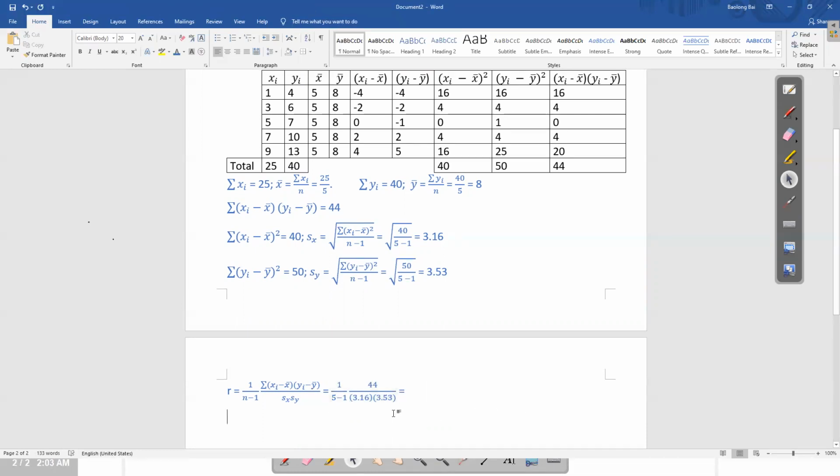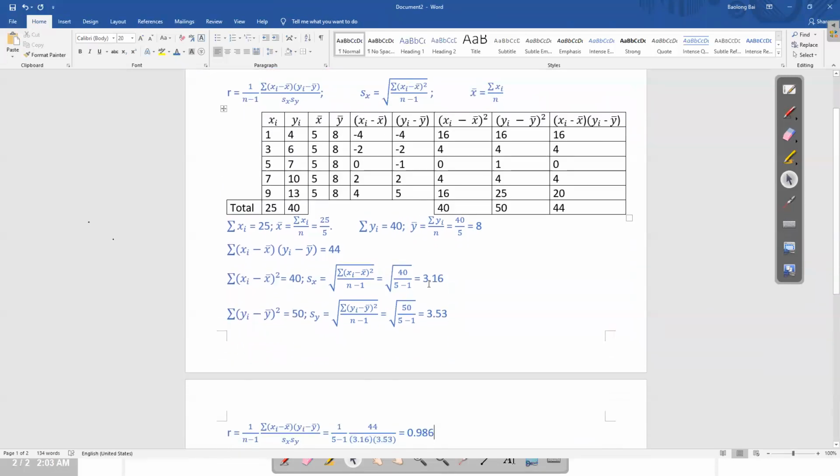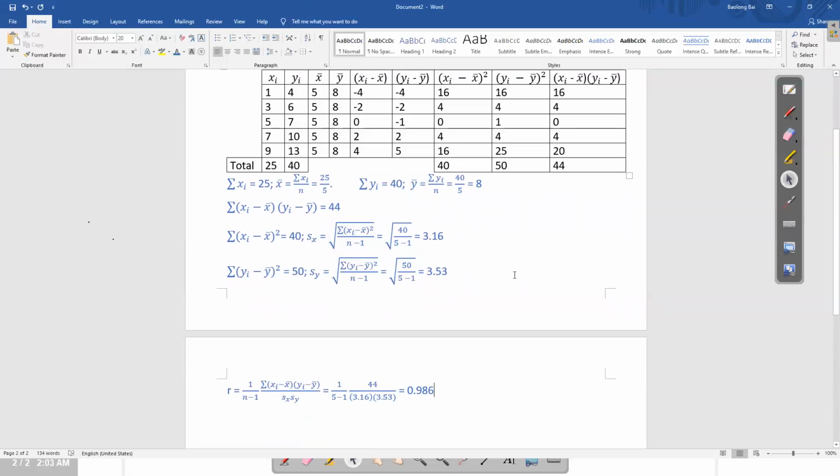And then you have everything you need for correlation calculation, right? So just plug in everything together. So we're going to calculate this real quick. And it's 0.986. Okay, so that's the correlation between the two numerical variables x, y, and this is how we calculate it.